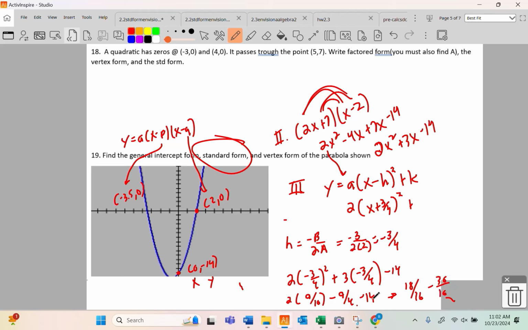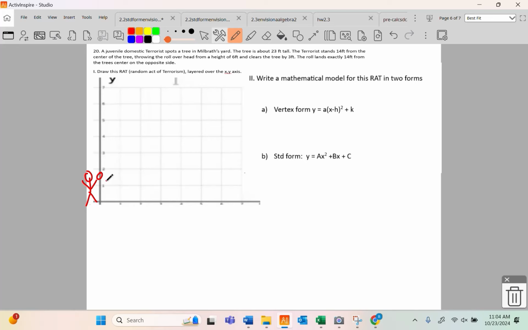I need to draw him a little farther over here. The roll of toilet paper has to be on the y-axis. And the toilet paper is thrown from a height of 6 feet, so the coordinates here are 6. We have a tree. There's my tree. The toilet paper goes over the tree and it lands on the ground.